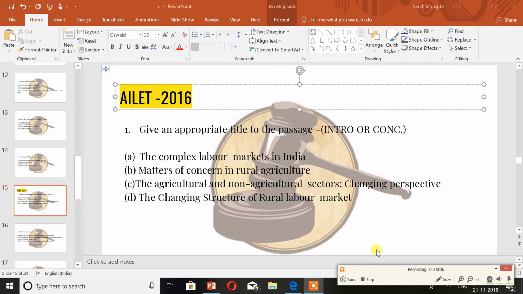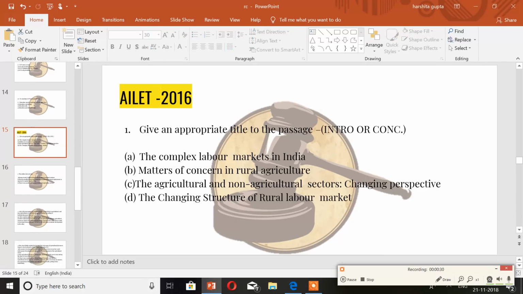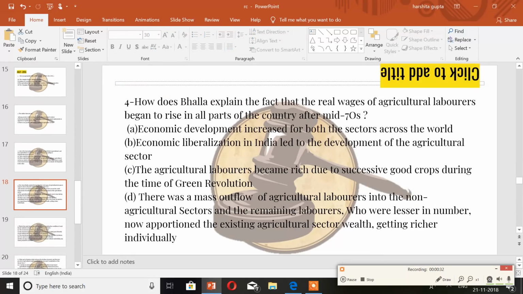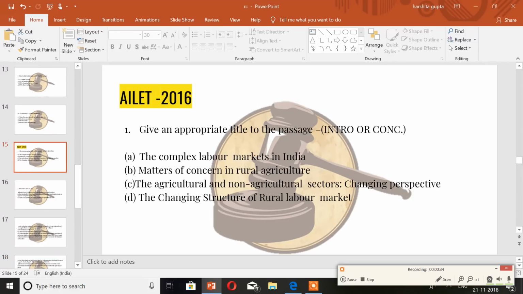Okay, so I think this is one of the most confusing passages of the past year papers. So this will give you a good idea of how to handle difficult passages. Okay, so these kind of passages can't be solved with the previous technique that we saw, first reading the questions. If you just have a look at the questions and options, they are very long. You will just waste a lot of time.